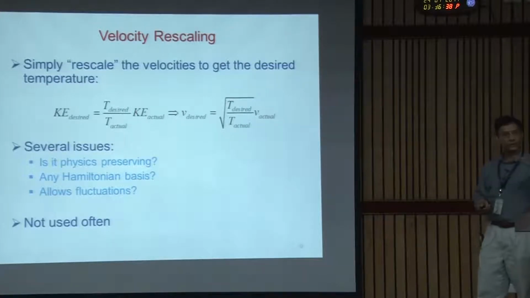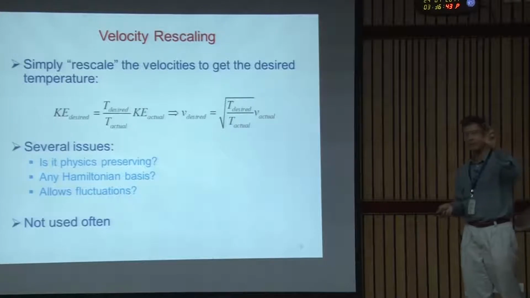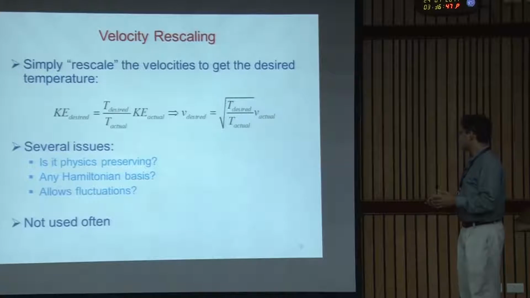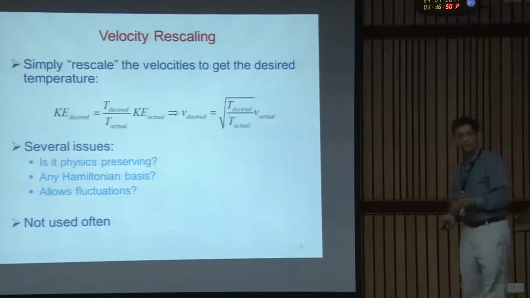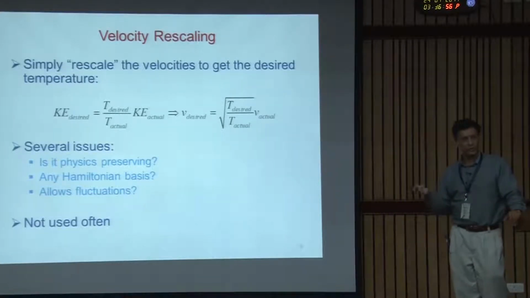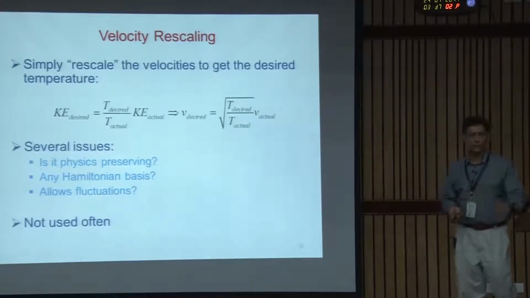So naturally, there is no fluctuation in the temperature, but the problem is that no dynamical equation can give rise to those instantaneous fictitious moves. There is no force which can do that. So it does not preserve the physics, and there is no known Hamiltonian basis. It does not allow fluctuation. And over the years, with the advent of more rational and sophisticated thermostats, this has fallen out of favor.